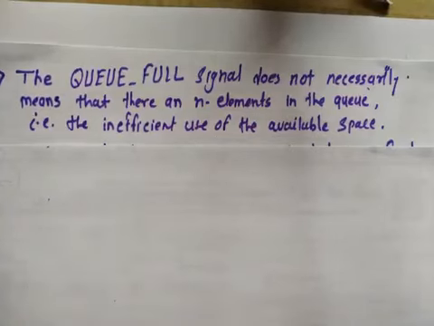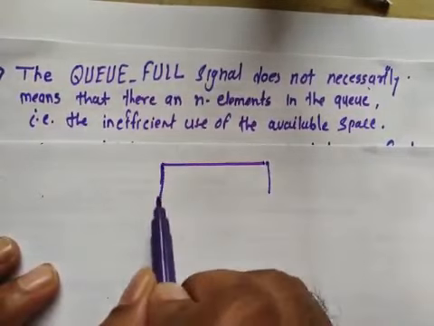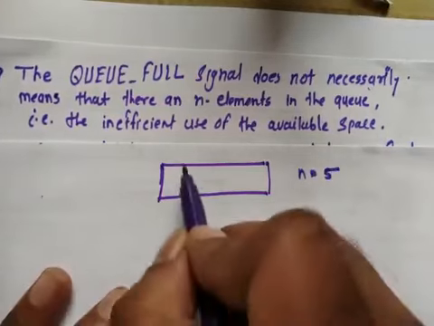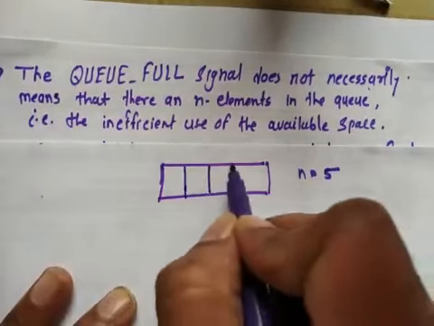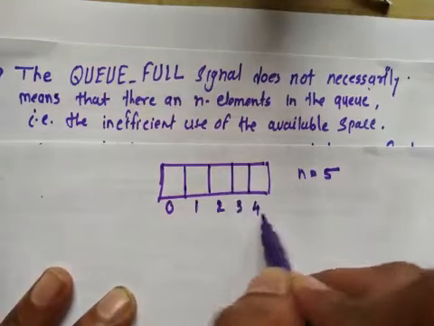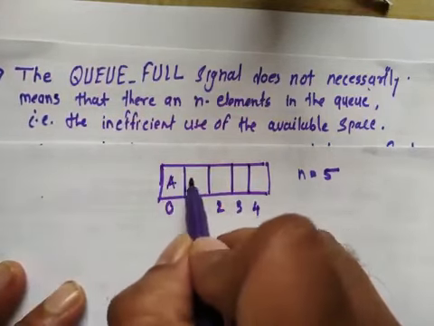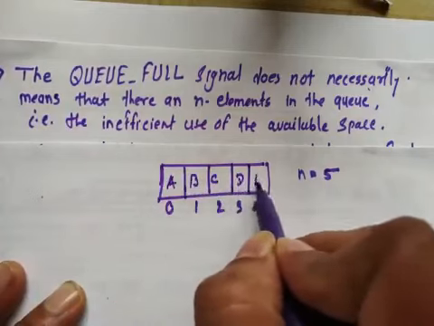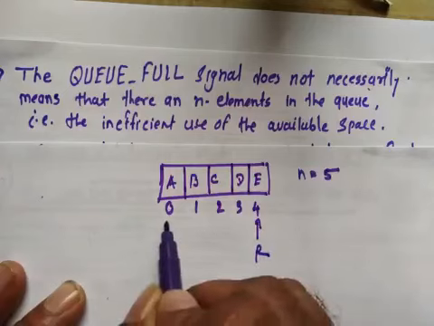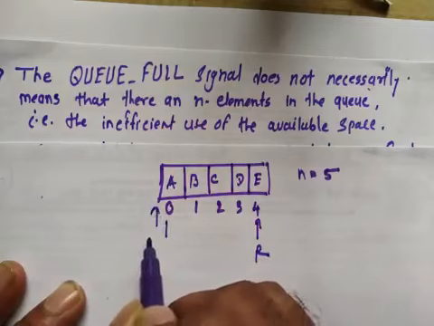Suppose you have a queue of size n equal to 5, meaning how many elements can this queue hold? That is 5 elements. Indexes 0 1 2 3 4. Now you start inserting elements like A, B, C, D, E, but obviously your rear will point here and your front is pointing to index 0.